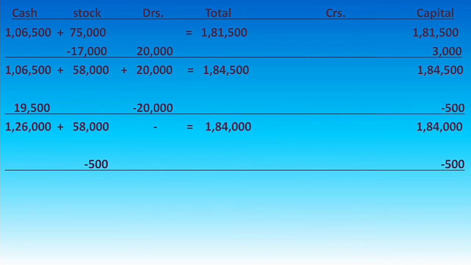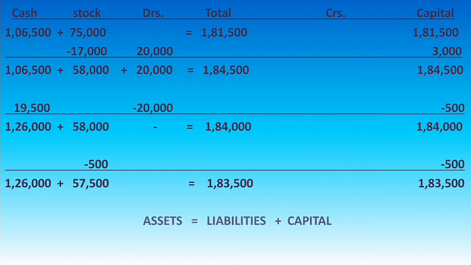Now the final balance is cash 1,26,000, stock 57,500 and total of assets 1,83,500. Capital 1,83,500. And our accounting equation is assets equal to liabilities plus capital. Here total of assets 1,83,500, liabilities nil balance plus capital 1,83,500. Assets is equal to liabilities plus capital.